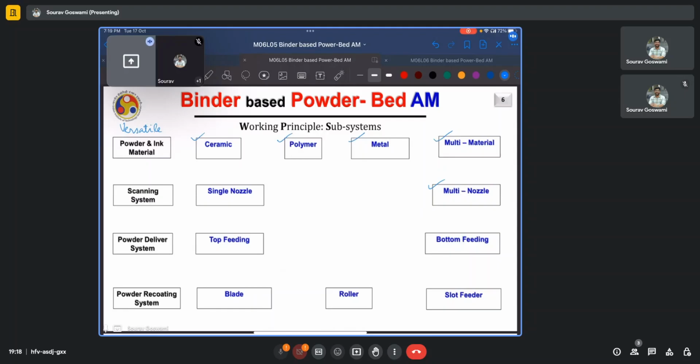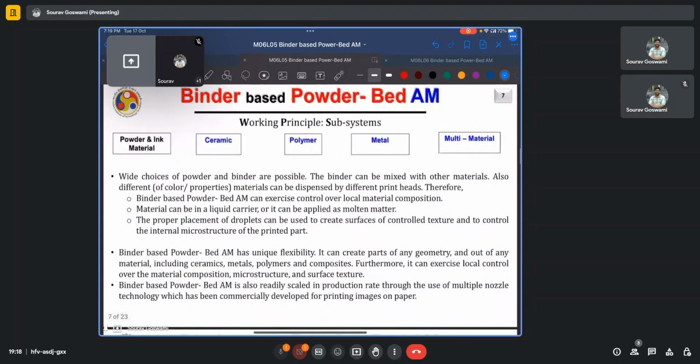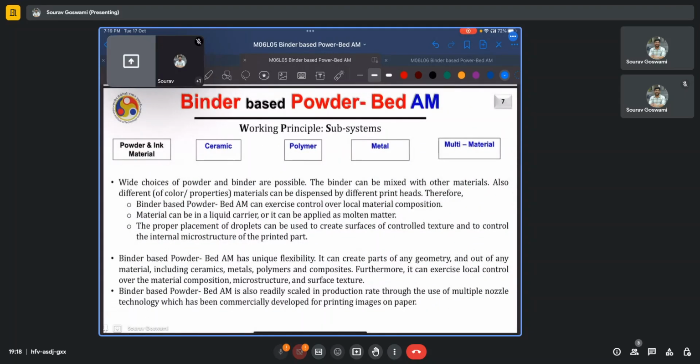The powder recoating system, again, just like other powder bed based processes, can either be a blade type, a roller type, or the simplest being a slot feeder. As we have been discussing, a wide choice of powder and binder materials and their combinations are possible. The binder can also be mixed with other materials.